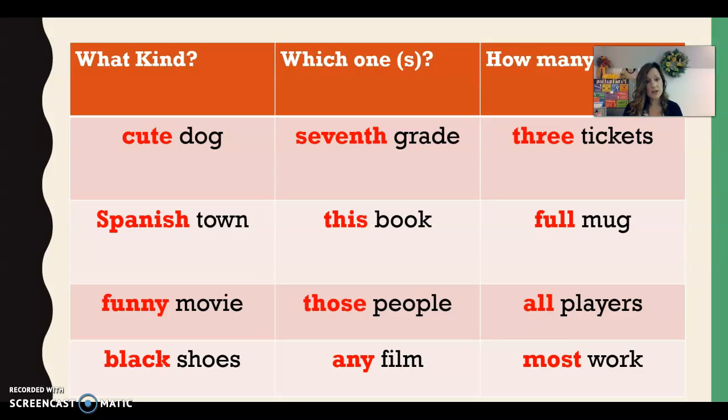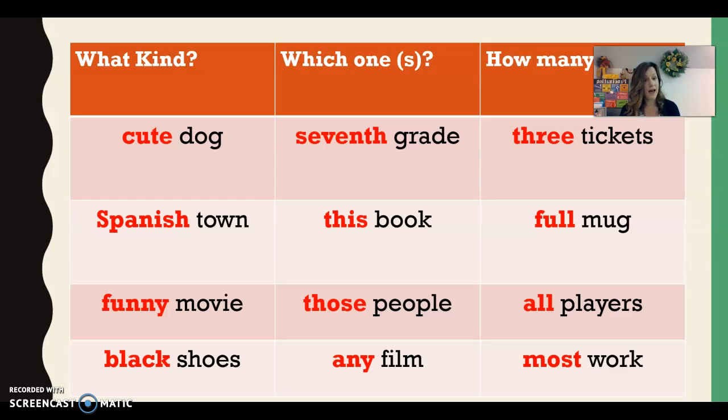Then in the middle, you see the which one, and those adjectives are explaining which one. So 7th grade, okay? This book, those people, any film. So add those to the which one box on your graphic organizer. And remember, you're only writing down those red words. We don't want the nouns in there, just the adjectives.